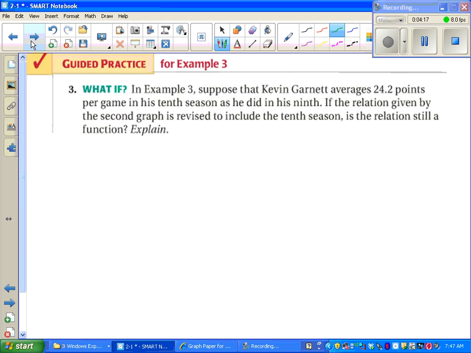At this point, you can pause the video and try this on your own, or you can continue on and do this later.